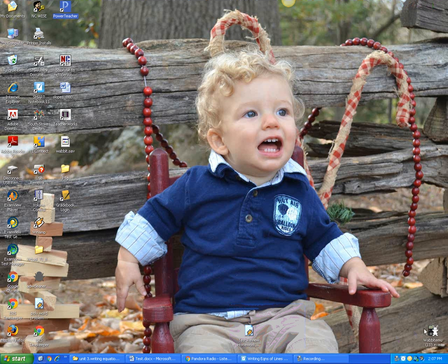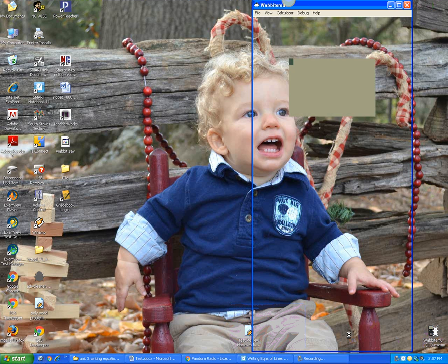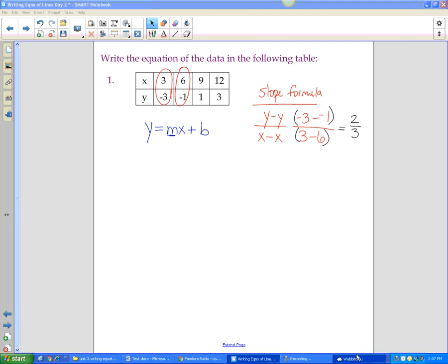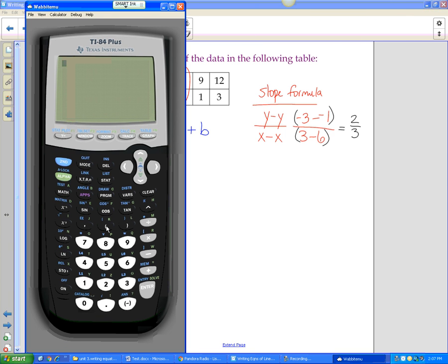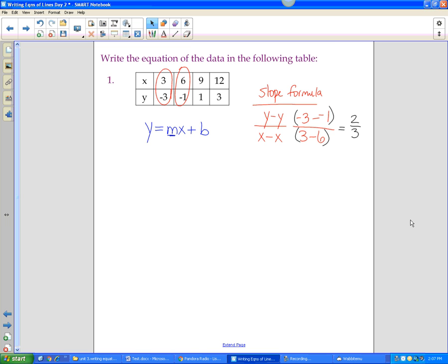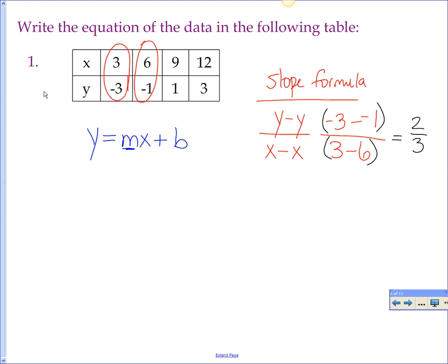So let me show you that as a review. So I'm going to type in parentheses -3 minus -1 divided by parentheses 3 minus 6. And I get a fraction, so I hit math. It's right here. Math, enter, enter, and it gives me 2/3. Now, 2/3 is my slope. So I'm going to label that M.